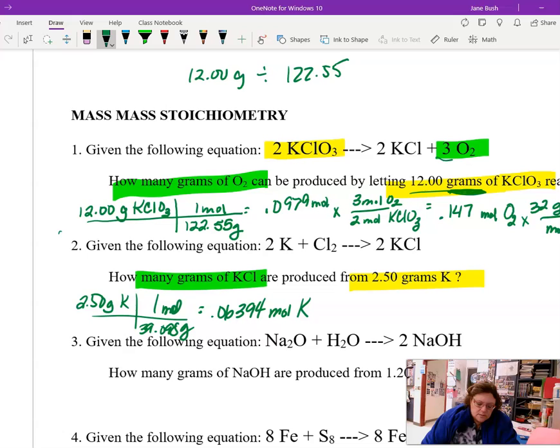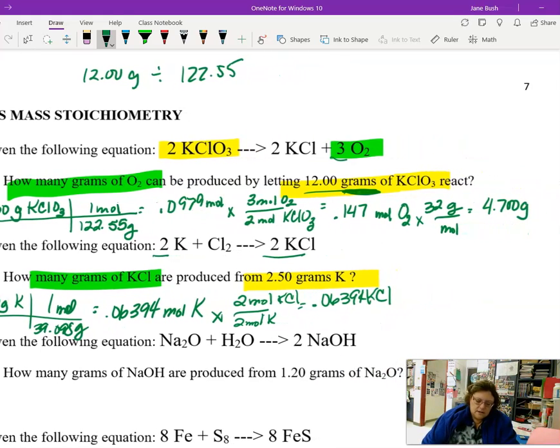Now we need to cross the bridge. To cross the bridge, we need to know our mole ratio of potassium to potassium chloride. So that's 2 to 2. 2 moles of potassium underneath 2 moles of potassium chloride. So that would be the same number of moles of potassium chloride.